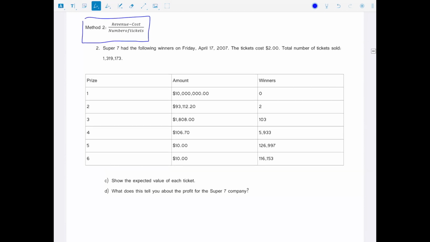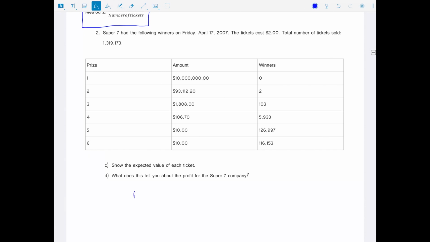Okay, this is revenue. So here, our revenue is how much money they take in. Well, they sold the tickets at $2 each, and they sold 1,319,173. So their revenue is $2,638,346. Okay, now their cost. Well, there are some hidden costs, and I'm not going to deal with that. So there's hidden costs of having to have companies sell their tickets and all that stuff. But let's just look at these actual dollar values that we have in front of us.